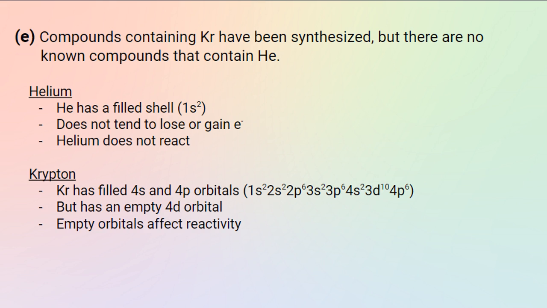Part E, compounds containing Kr have been synthesized, but there are no known compounds that contain He. So helium has a filled shell, which is 1s2, and so it doesn't really lose or gain electrons, kind of like noble gases, how they fulfill the octet rule and have 8 valence electrons. Since this is the first shell, it only has 2 that it needs to fill, and so therefore helium does not react.